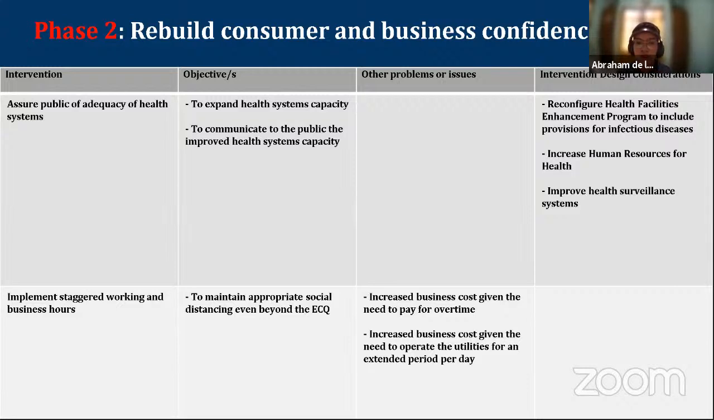First is to assure public of adequacy of health systems. The objectives are to expand health systems capacity and to communicate this to the public. The intervention design considerations are to increase human resource for health and improve health surveillance systems. Next is implement staggered working and business hours. The objective is to continue practice of social distancing even after the ECQ.